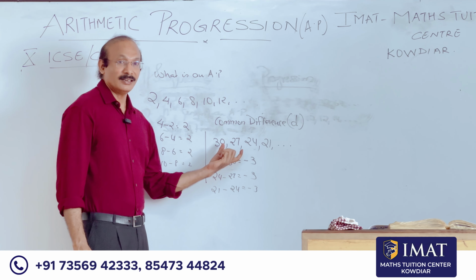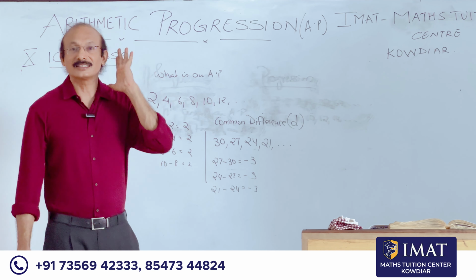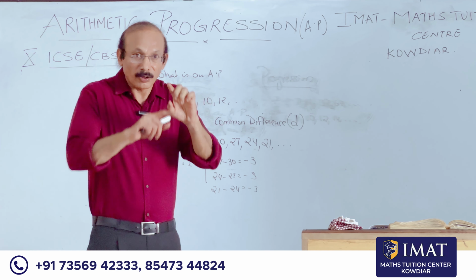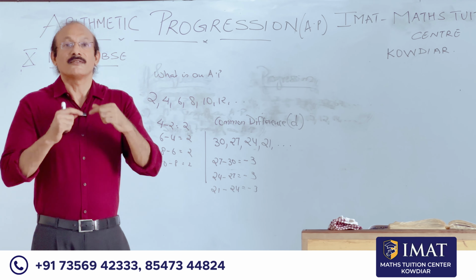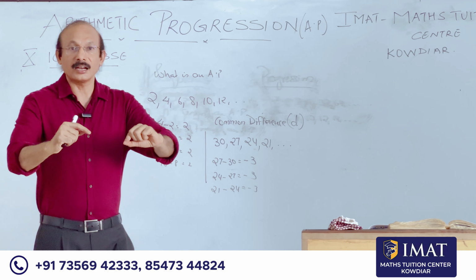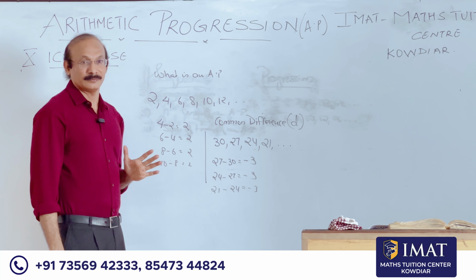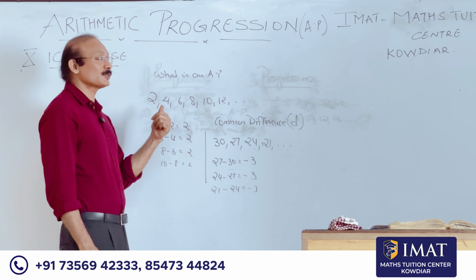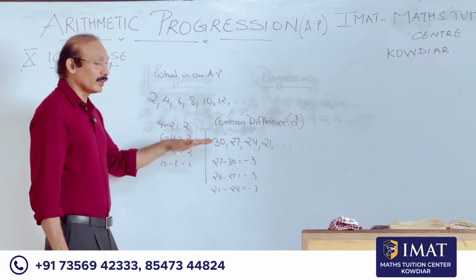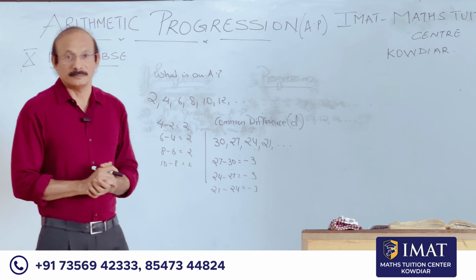Such a progression which decreases by a constant is called an arithmetic progression. So now let me sum up what I said. A progression which either increases or decreases by a constant is called an arithmetic progression. Hope you understood this one, right? So this is the first point: what is an AP? I've given you a brief idea about what an AP is.